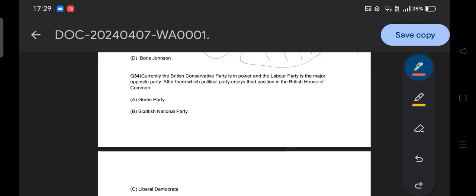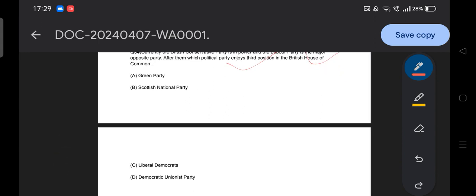Then moving to the next, currently the British Conservative Party is in power and the Labour Party is the major opposition party. After them, which political party enjoys the third position in the British House of Commons? So the answer to this question is the Scottish National Party, option B.